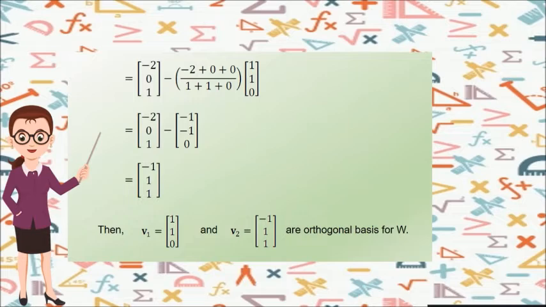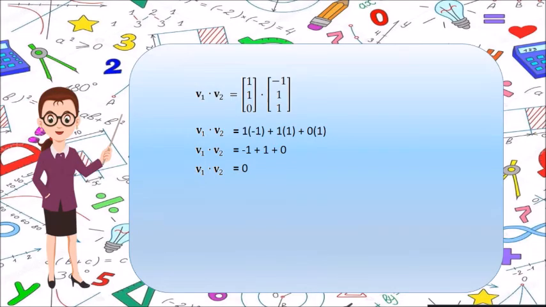Then as a conclusion, vector 1 equal to (1, 1, 0) and vector 2 equal to (-1, 1, 1) are an orthogonal basis for W. But if you are not confident with your answer, you can check by using the dot product. You can do the dot product between vector 1 and vector 2, and if it is an orthogonal basis, the answer you will get is 0.